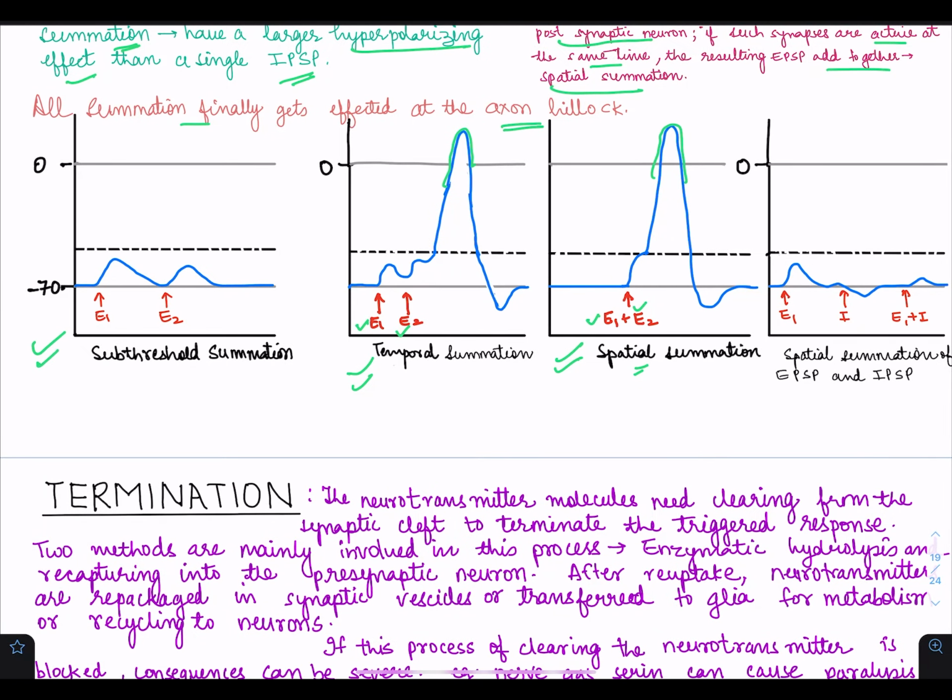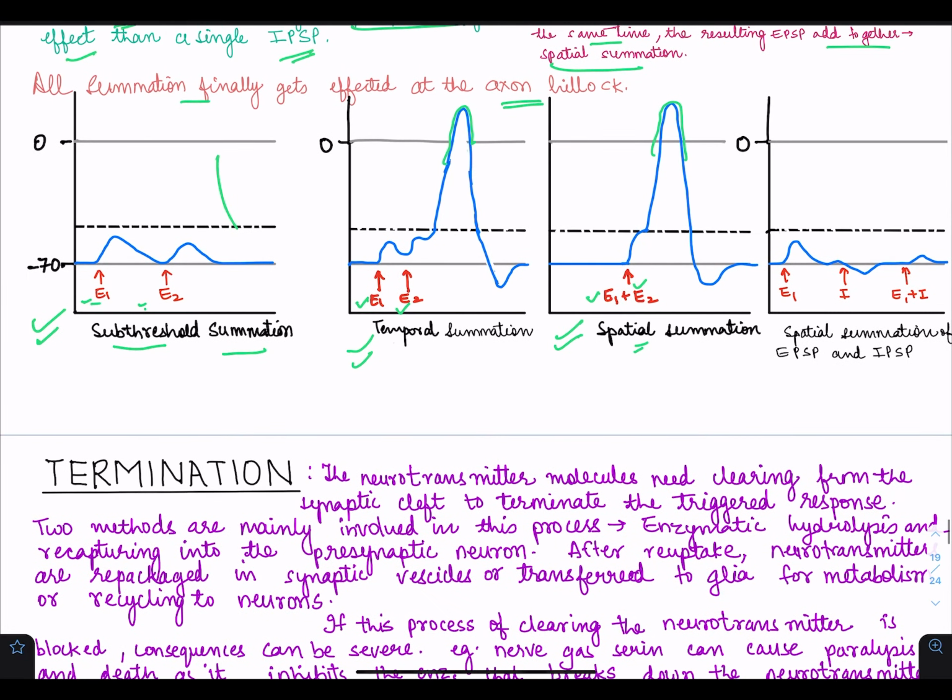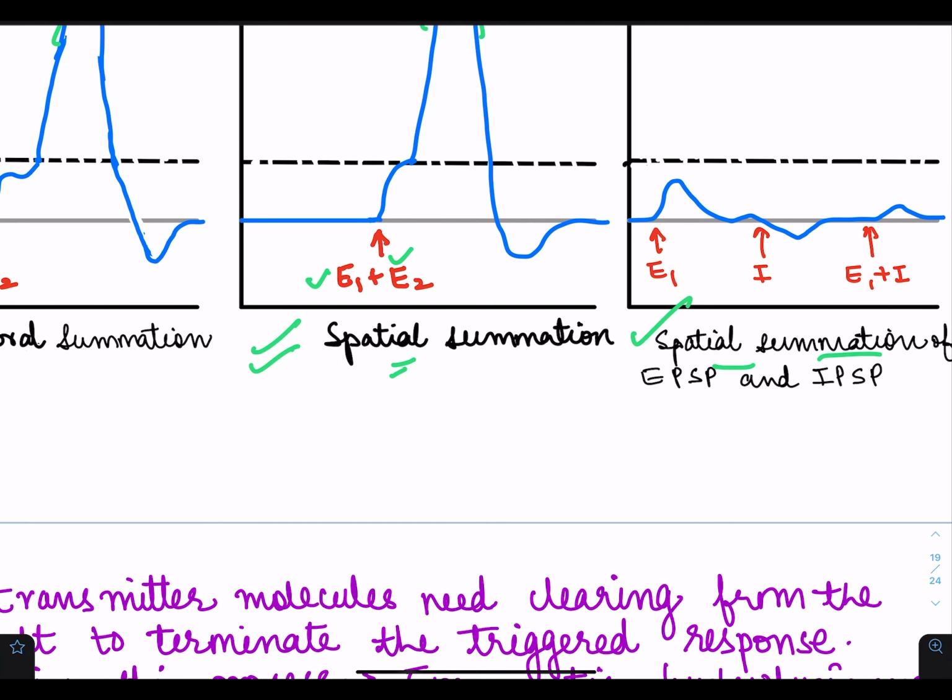This graph shows a diagram in which we have sub-threshold summation. They are not enough to cause an action potential, E1 and E2. This graph is showing spatial summation of EPSP and IPSP. This is excitatory and this is inhibitory, and they both add together, E1 and I. So it is a spatial summation of EPSP and IPSP.